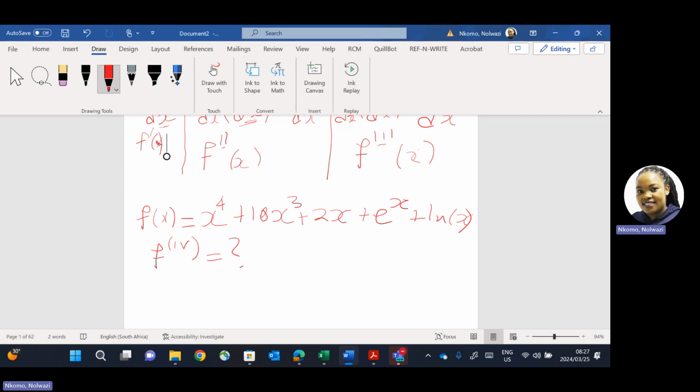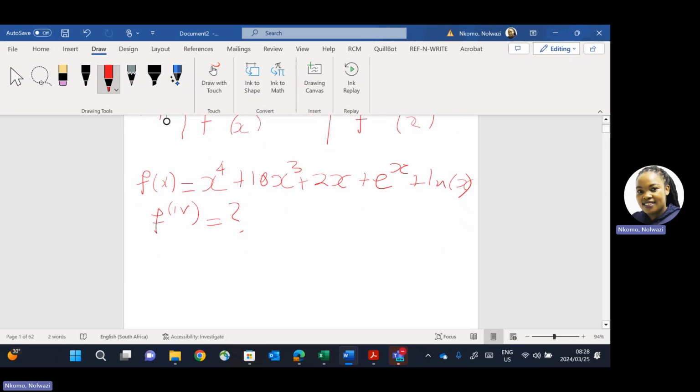Okay, let's do this. To get to this fourth derivative, we need to first find the first derivative, meaning we need to find... oh, there comes my pen. It doesn't work again.